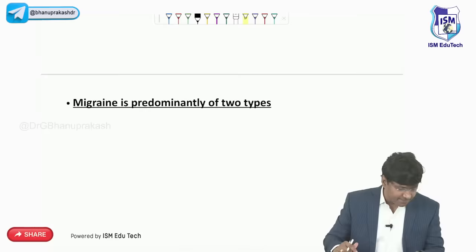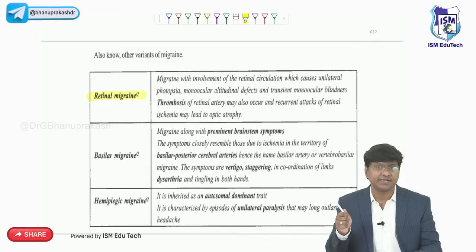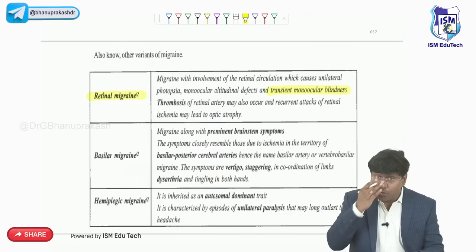The other forms of migraine are retinal migraine. In case of retinal migraine, there can be thrombosis of the retinal artery causing blindness within the individual. So there can be transient monocular blindness due to thrombosis of the retinal artery.